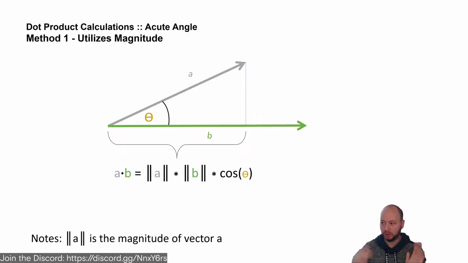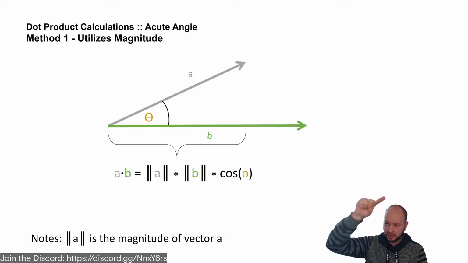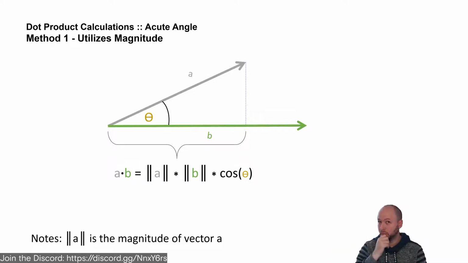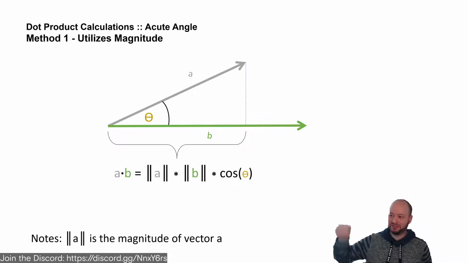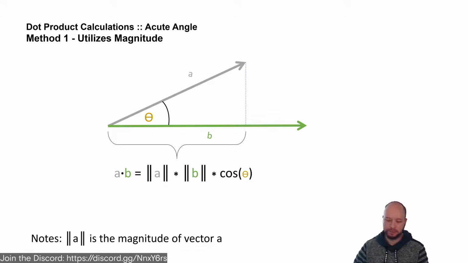And if you recall cosine, if the angle is 0, then the value is 1, and then it goes to 0 at 90 degrees, and it goes to -1 at 180 degrees, and then back to 0 at 270, and then back to 1 at 0.